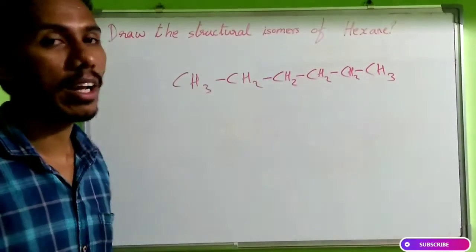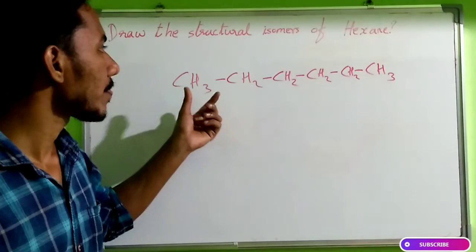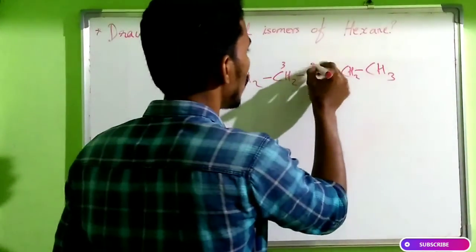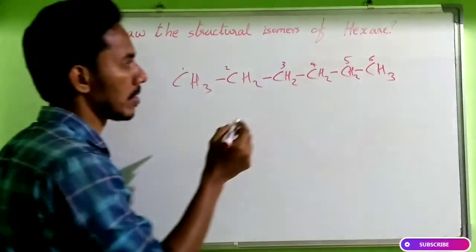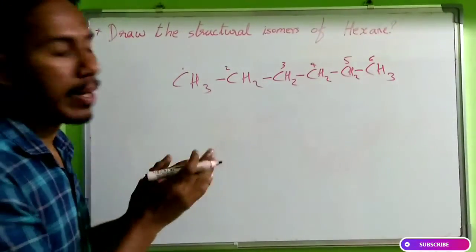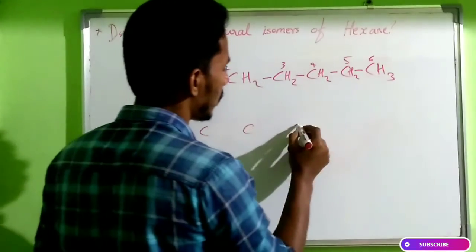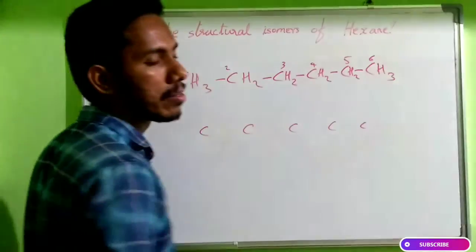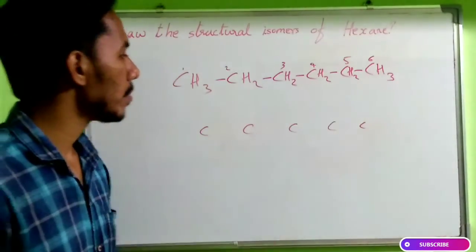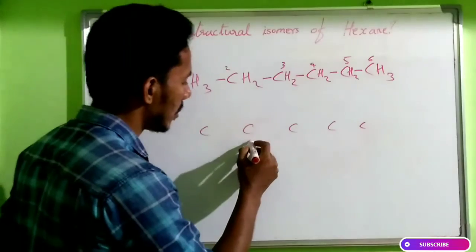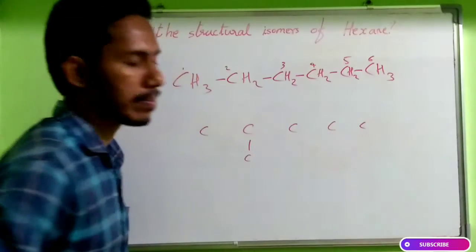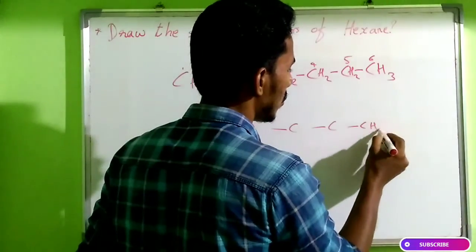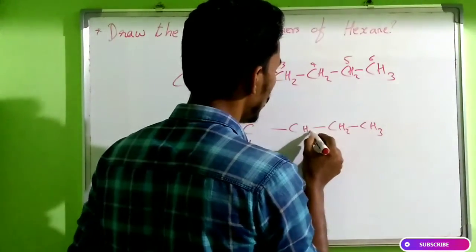Draw the other structural isomers. So there are 6 carbon atoms. 1, 2, 3, 4, 5, 6. So draw using 5 carbon atoms, and make this one carbon atom a branch on the second carbon atom. This is one isomer, and fill the other valency: CH3, CH2, CH2.